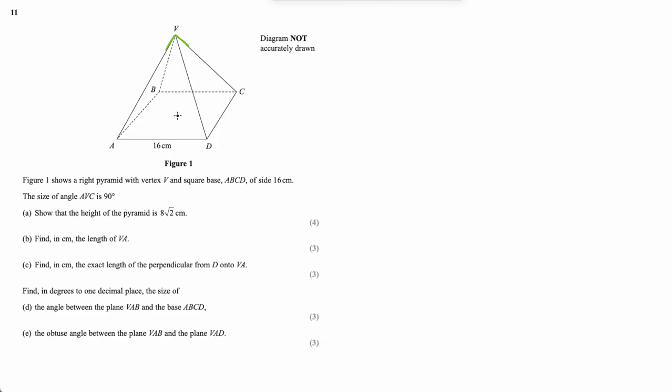Okay, so the height of the pyramid, guys, goes straight down into the center of this square here. Okay, now I think 8 root 2, I think we'll use this right angle thing, guys, to show this. So, okay, imagine this triangle here.